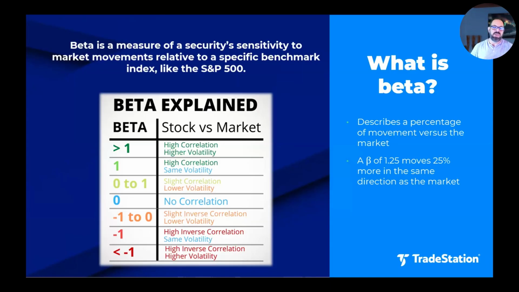As an example, a beta of 1 means you have the exact same correlation as the S&P 500, the same volatility, same price movement. Now, betas do change. You've got to keep that in mind. They're not static. Markets change, stocks change, and the personalities of those stocks change based on earnings and people's perceptions of those securities.